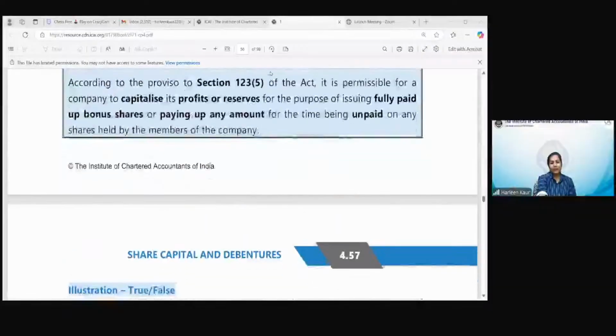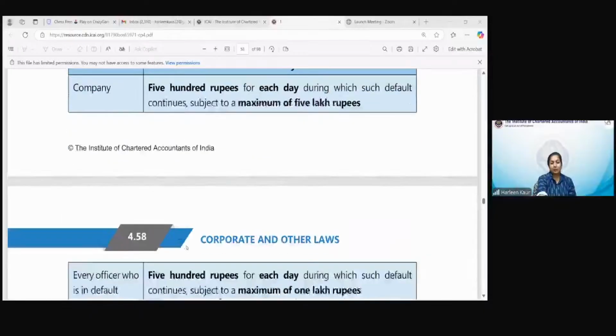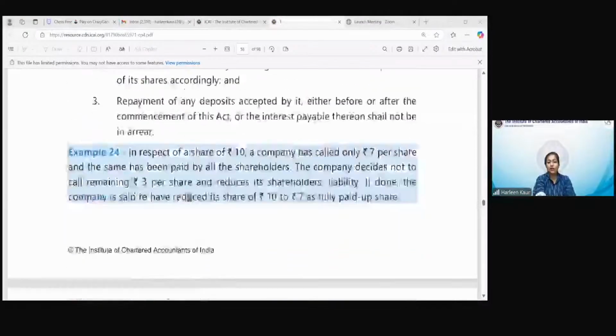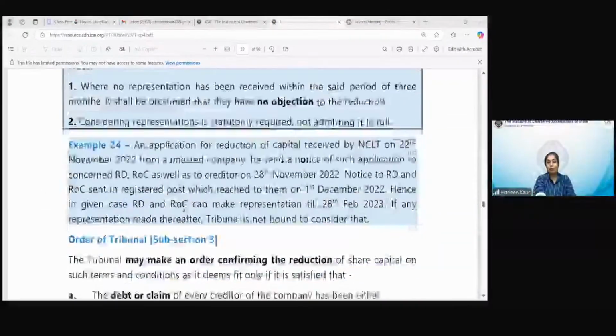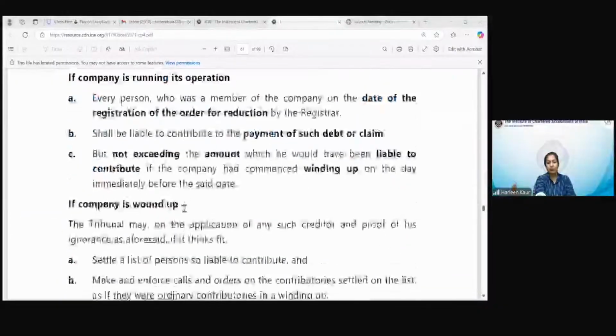Let's quickly read issue of bonus shares also. And then section 63 and 64 are very, very simple. 64 is saying nothing. It is simply talking about giving the notice to the ROC. Reduction of share capital we have already completed. I want to take up section 67, then we'll go back to bonus shares.